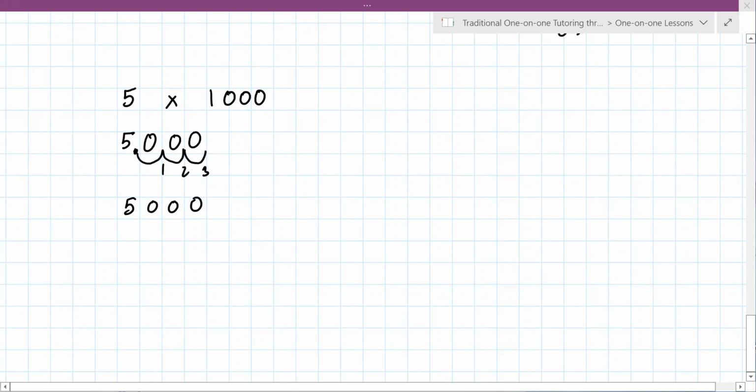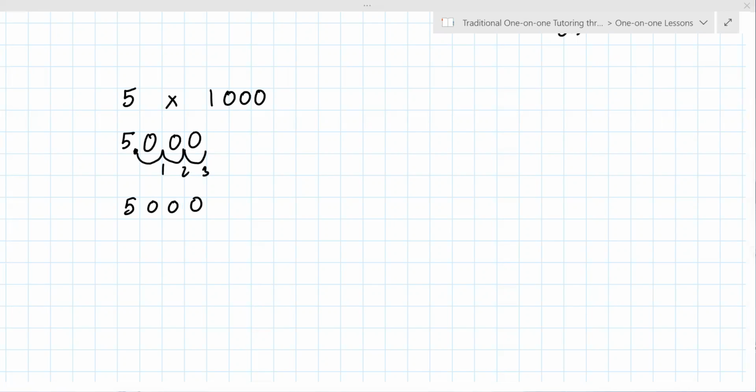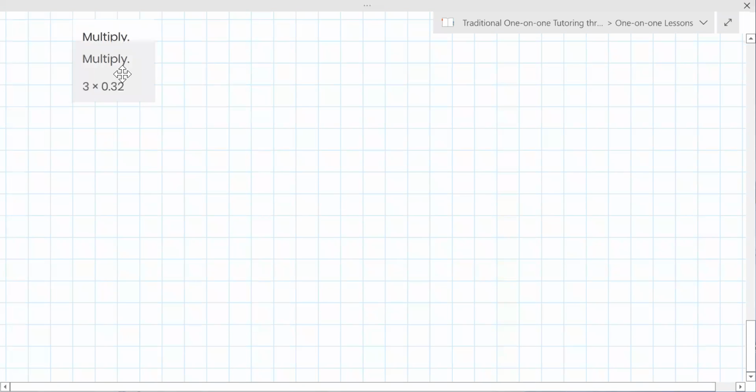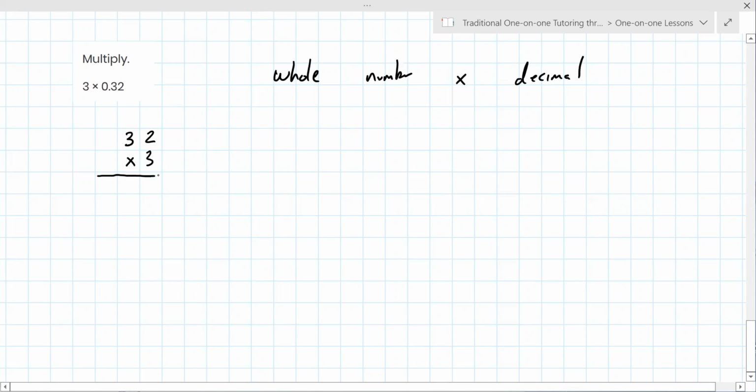Now, a little bit of review. We'll come back to these, but let's do some review problems. What if you're just multiplying? This is called a whole number times decimal. Do you remember how to do this? No. Okay, so you take the number without the decimal and you multiply them together. Can you multiply 32 times 3 for me?